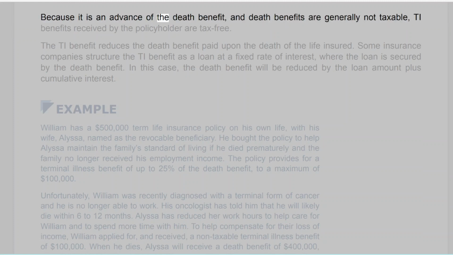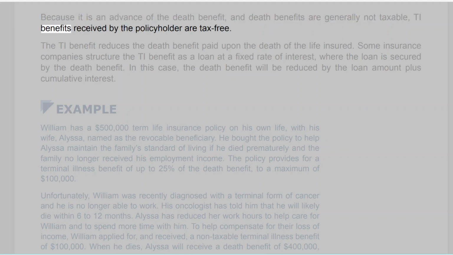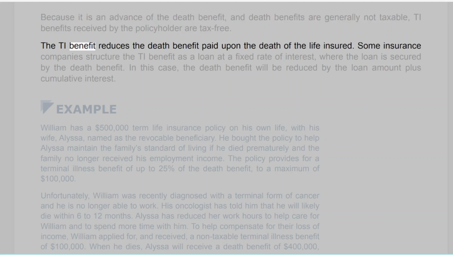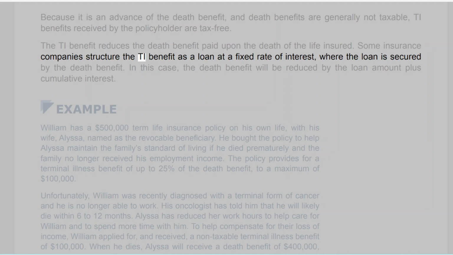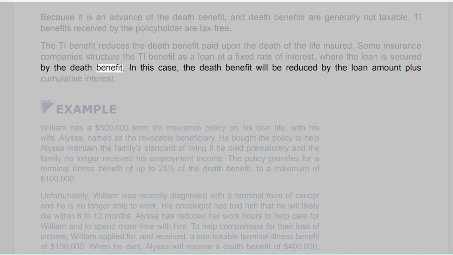Because it is an advance of the death benefit, and death benefits are generally not taxable, TI benefits received by the policyholder are tax-free. The TI benefit reduces the death benefit paid upon the death of the life insured. Some insurance companies structure the TI benefit as a loan at a fixed rate of interest, where the loan is secured by the death benefit. In this case, the death benefit will be reduced by the loan amount plus cumulative interest.